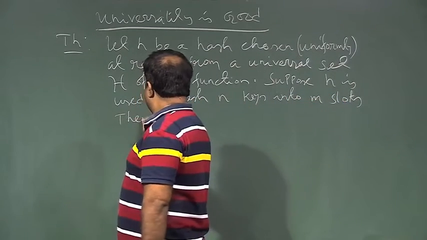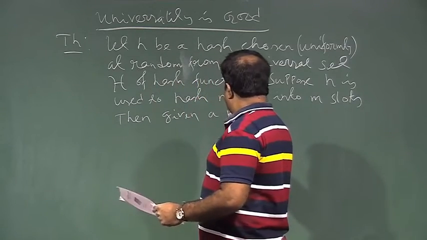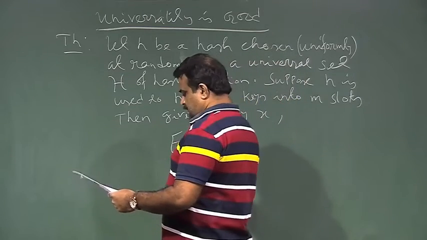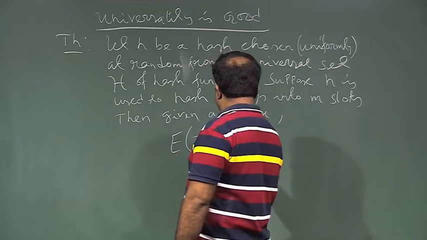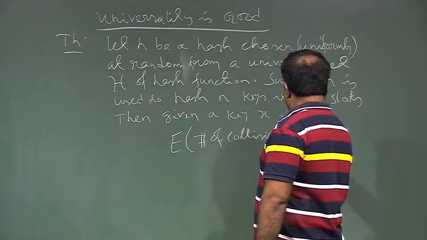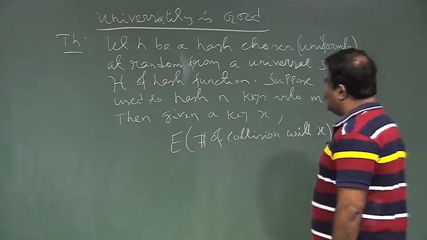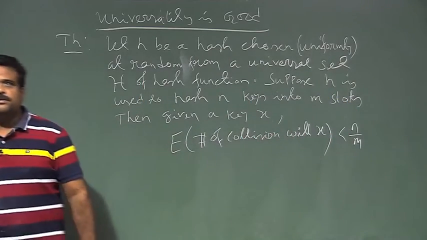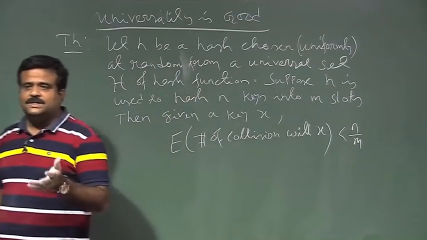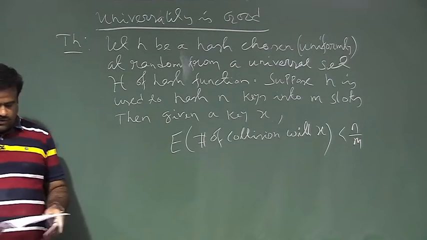Then, given a key x, the expected number of collisions with x is less than n by m, which is basically the load factor. And this is good, because we are expecting the number of collisions to be less than n by m, the load factor. Okay, so how to prove this?